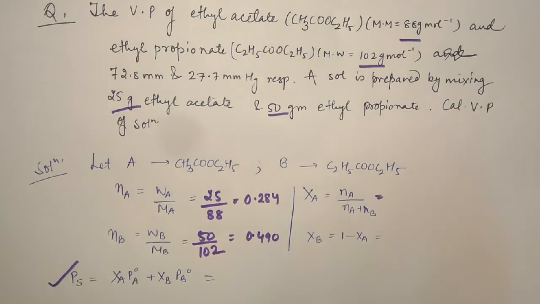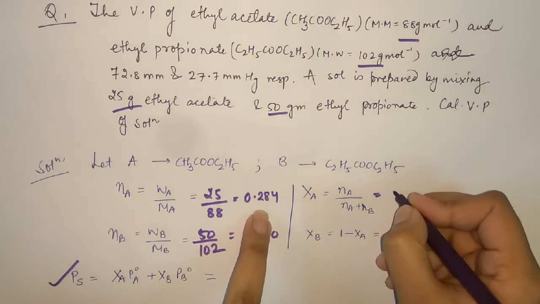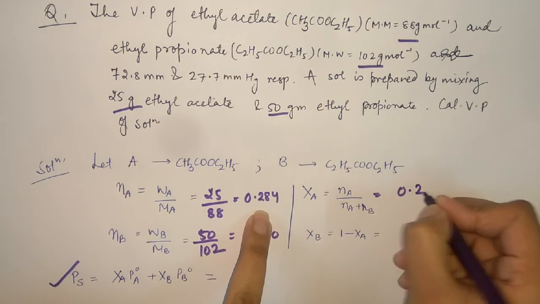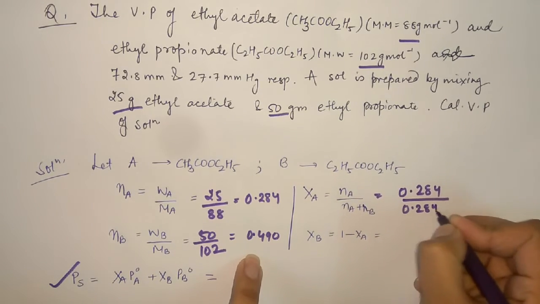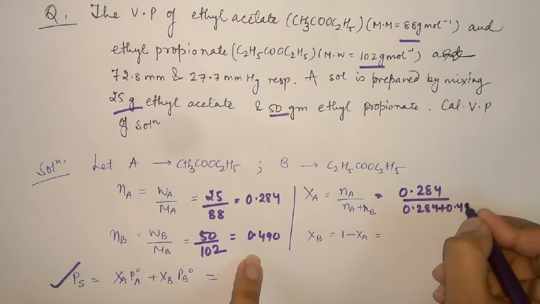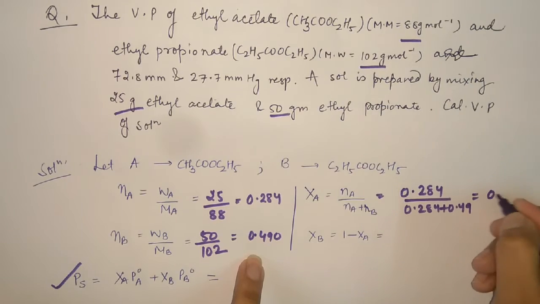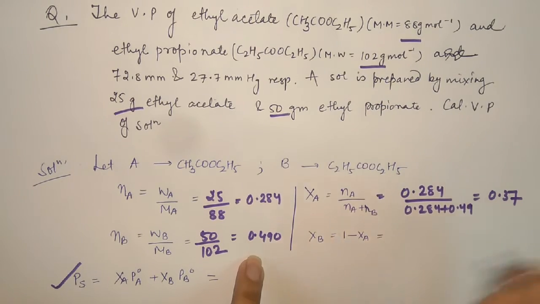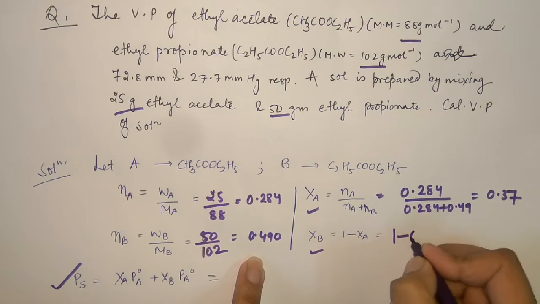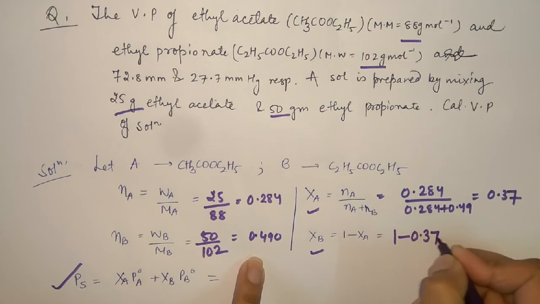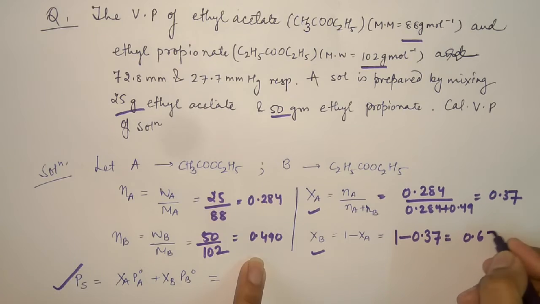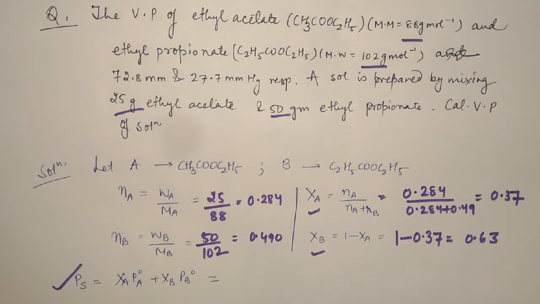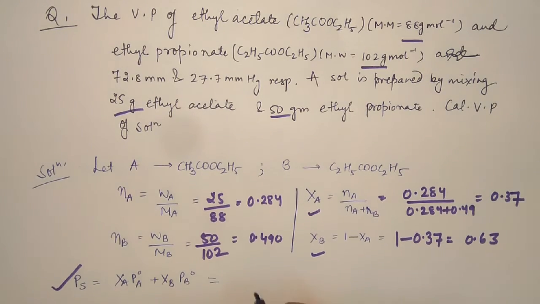Now we'll calculate the mole fraction of A. XA is 0.284 divided by 0.284 plus 0.49. Yes or no? This will come out to be 0.37. And in order to calculate XB, you can subtract it from 1, that is 1 minus 0.37. That comes out to be 0.63. Yes or no?